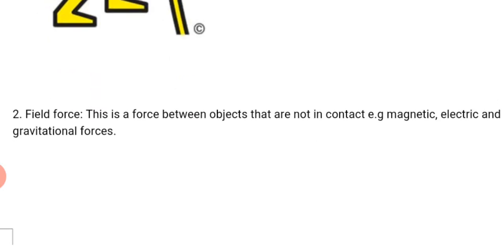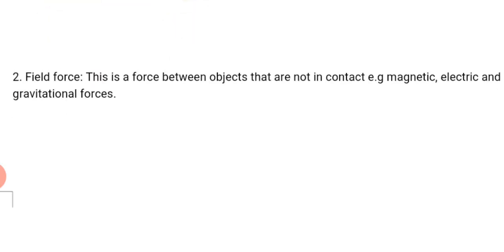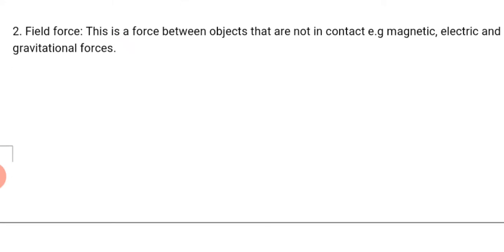Field force is a force between two or more objects that are not in contact. They are not together. Unlike contact force, where they are side by side, they lean on each other, they touch each other, in field force they do not touch each other and do not make contact. Examples are magnetic force, electric force, and gravitational force.